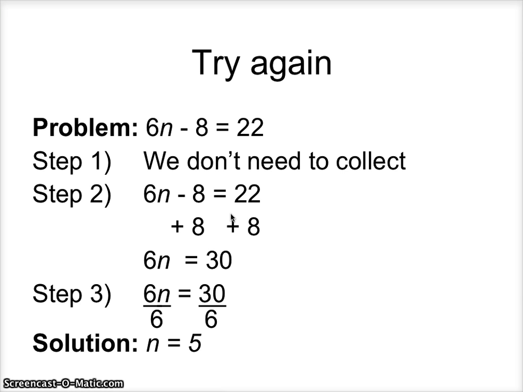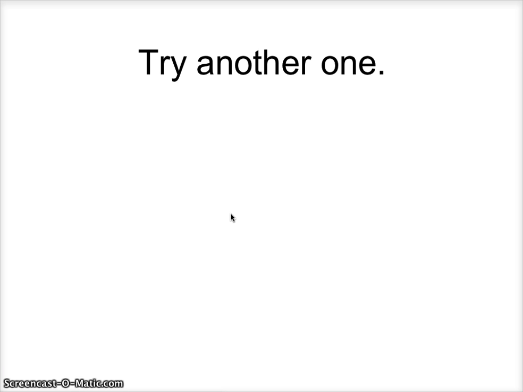All right, just like yesterday, I'm going to give you another problem to practice, and this time I want you to pause it, and I want you to see if you can do it yourself. So here is the problem. 6n plus 3n minus 9 plus 4 equals 67. So go ahead and pause and try to solve it yourself.